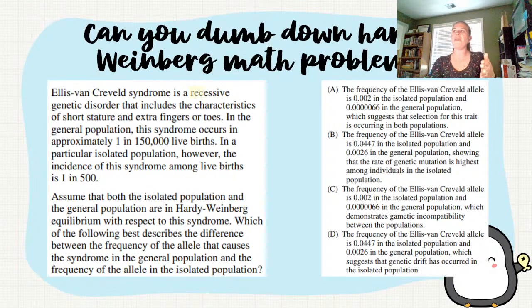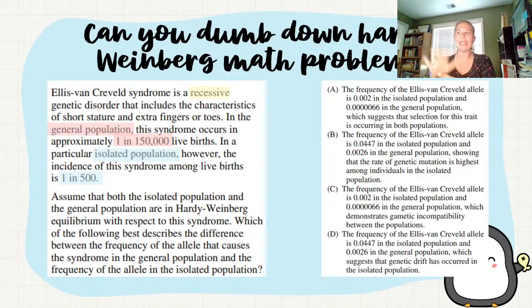There's a syndrome. It is a recessive genetic disorder. That tells us that if they have that syndrome, they're homozygous recessive. It gives us information about that disorder that we don't care about. In the general population, this syndrome occurs approximately in 1 in 150,000 live births. So in the general population, 1 out of 150,000 is going to be the q squared, okay? And then in an isolated population, instead we have 1 out of 500.